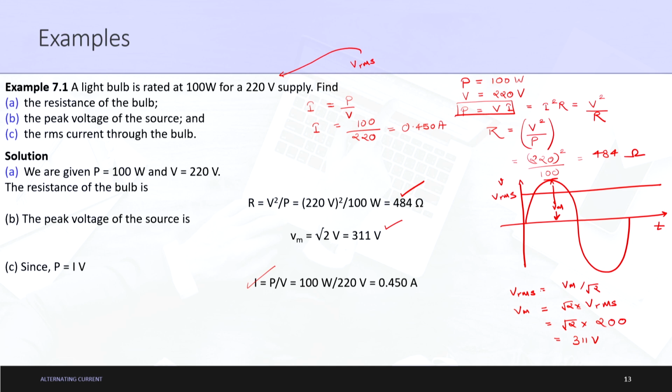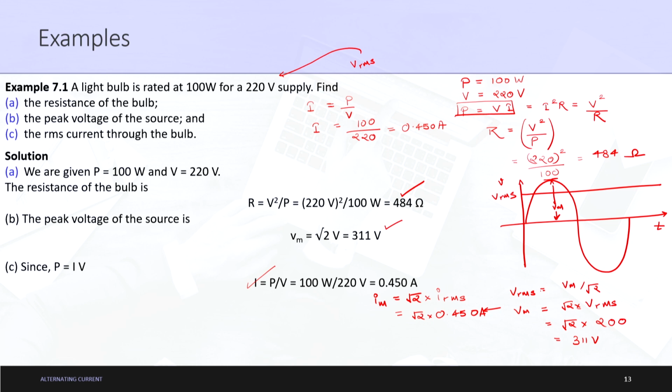If, let us say, I make a new question: calculate the value of peak current. How will we calculate the value of peak current? Similar to this case, we will obtain the peak current value Im as root 2 multiplied by Irms, which is equal to root 2 multiplied by 0.450. This is the answer, in amperes, for the peak current passing through the circuit. Okay. Fine. So, that was a simple question regarding this concept.